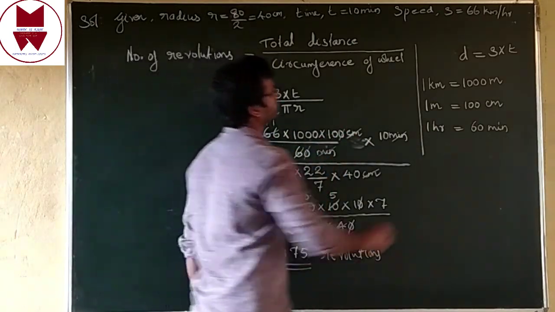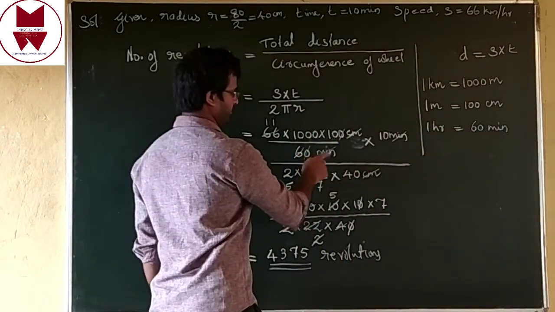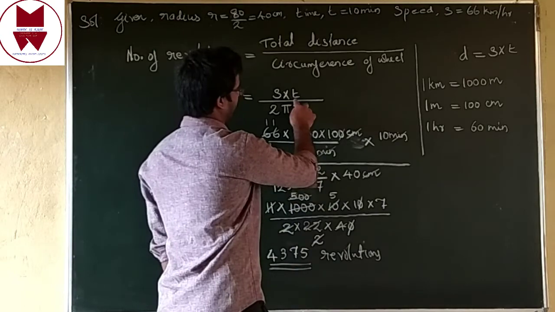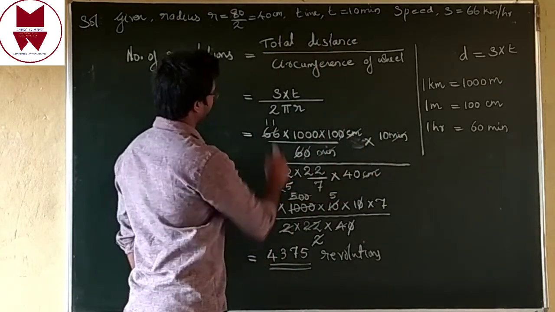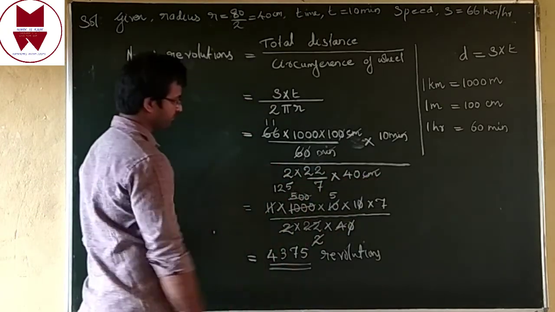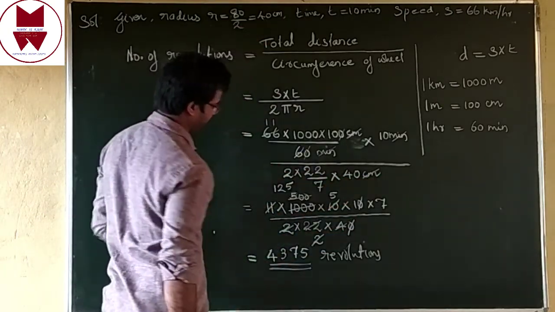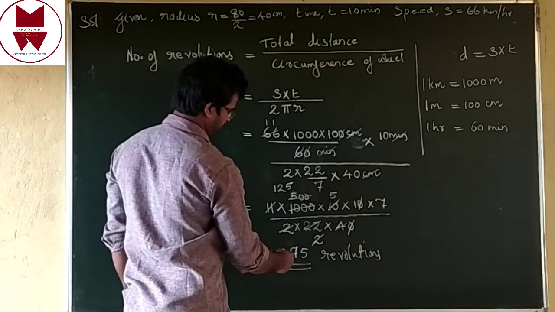Divided by hour. 1 hour is 60 minutes. Into time. Time means 10 minutes, already given in the question. Divided by 2 pi r: 2 into 22 by 7 into 40. 40 is the radius. And then you can cancel everything. You will get 4,375.